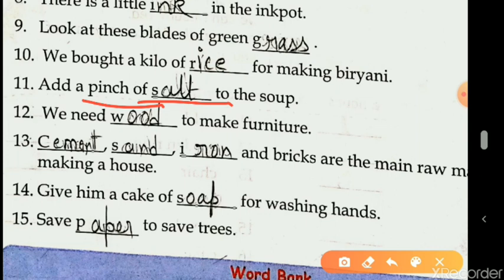Now, we need dash to make furniture. Furniture is made from wood. So, wood, again uncountable noun.